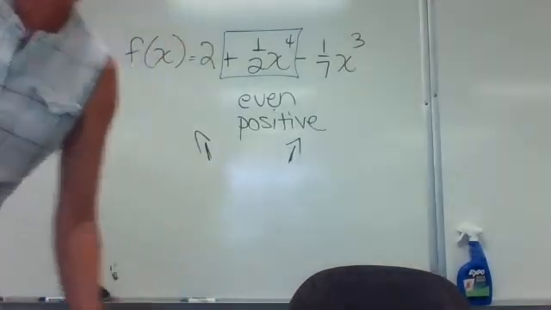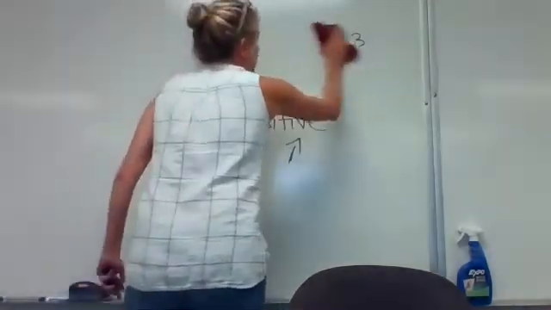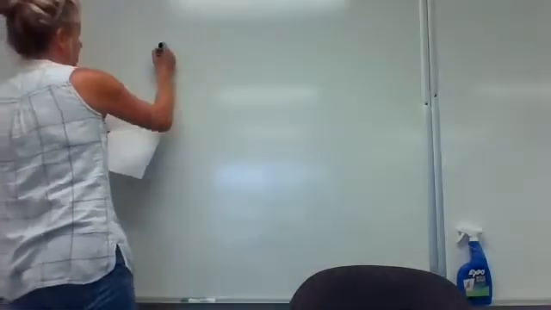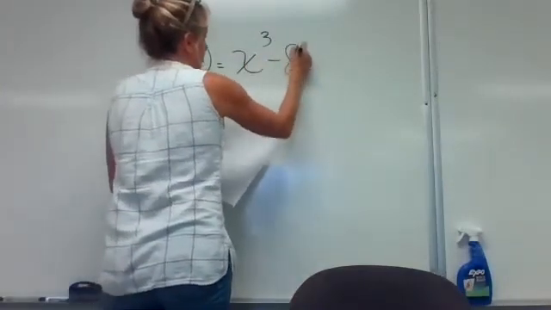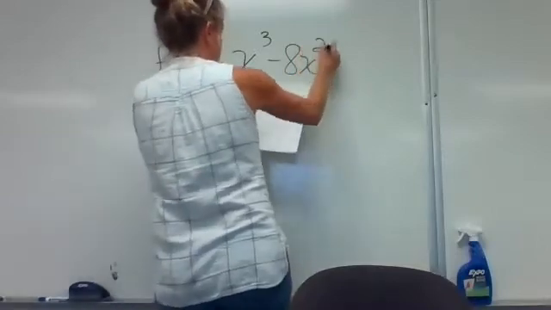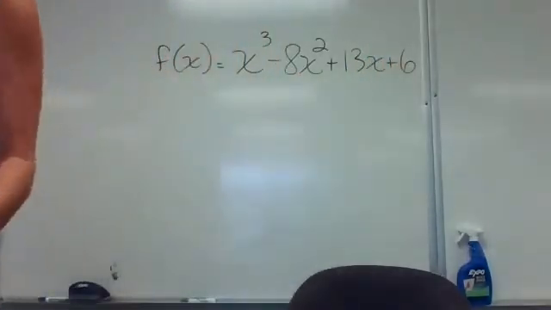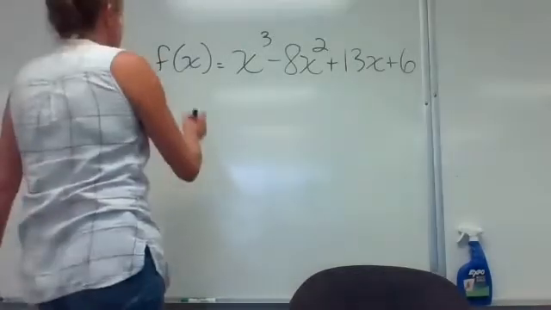All right, number 5. It says use substitution to determine whether 3 is a 0 of the following. f of x equals x to the 3rd minus 8x squared plus 13x plus 6. And it wants to know, is 3 a zero of the function?